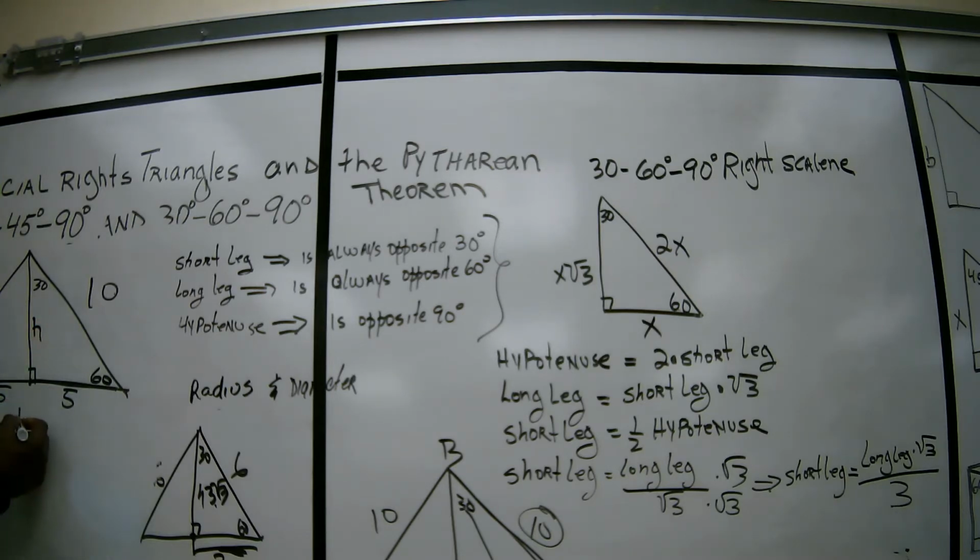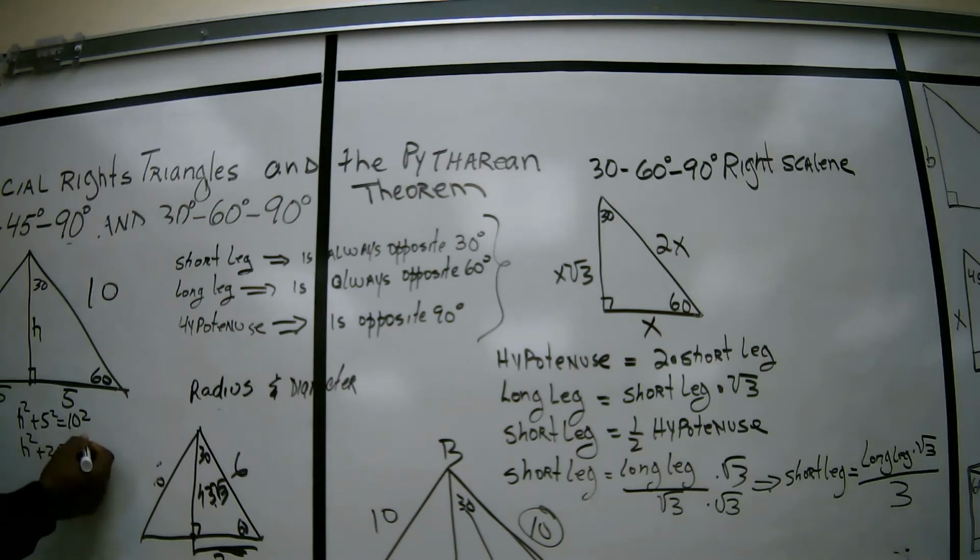So that will be a squared plus 5 squared is equal to 10 squared. We'll have a squared plus 25 is equal to 100. Subtract 25 from each side, then you'll have a squared is equal to 75. Then you take the square root of each side.